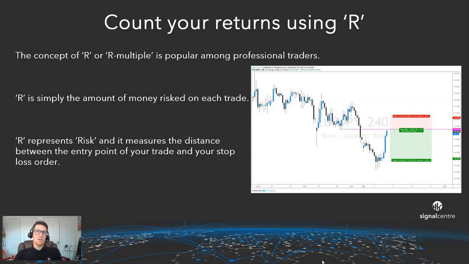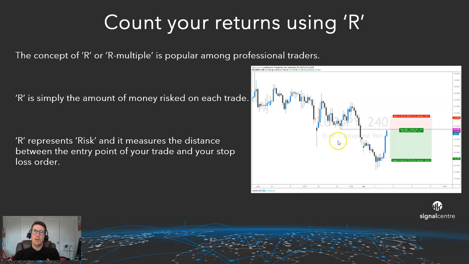Now we tend to count our returns using R rather than using pips. In terms of what R is, it simply means risk, and it means how much you've risked on a particular trade. So it's the difference between the entry point and the stop. That is effectively R. So we're looking to keep our losses to a minimum of 1R on a particular trade, and we're looking to make our gains a multiple of 1R on a particular trade.